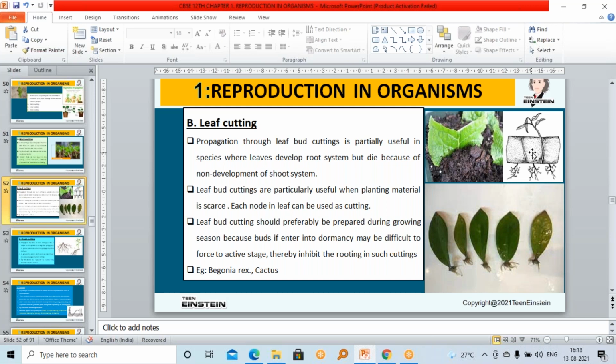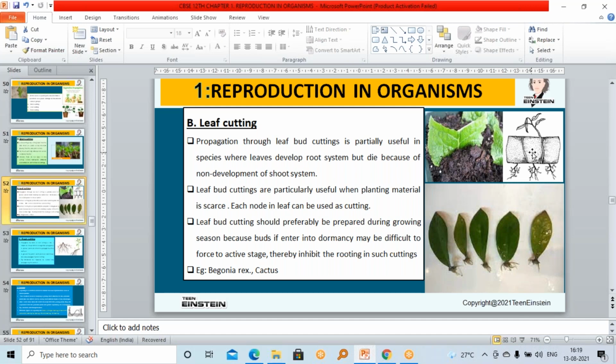Compared to root cutting and stem cutting, leaf cutting is quite difficult, because the other part, a shoot, is very easy to develop, and roots also we can easily develop. But with the leaf part, it is difficult to maintain those conditions. So the leaf cutting preparation should be done during the growing season. If it enters the dormant stage, it is very difficult to bring it into the normal active stage.